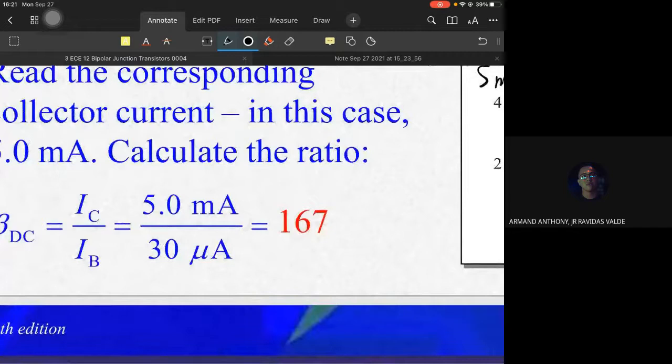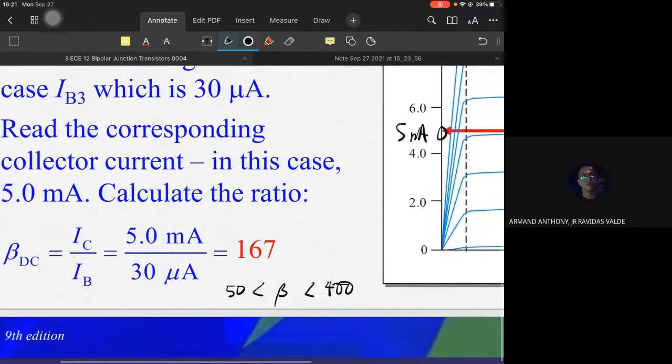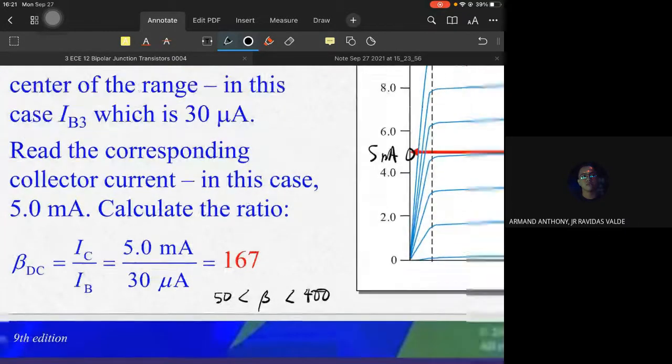It's also noteworthy that beta falls somewhere between 50 and 400. Normally, beta is within this range. It's normal for us to see beta equal to 50 or beta equal to 400.